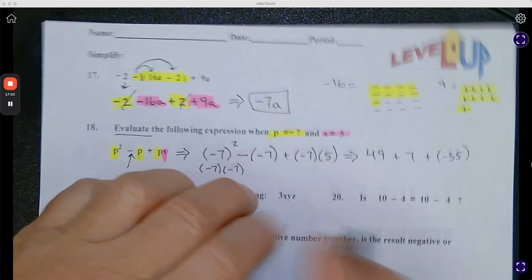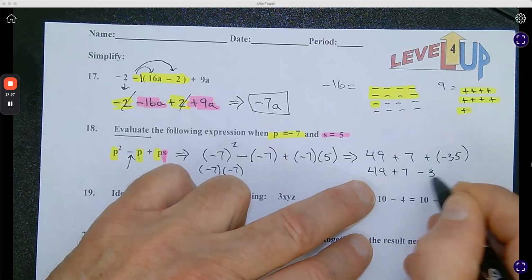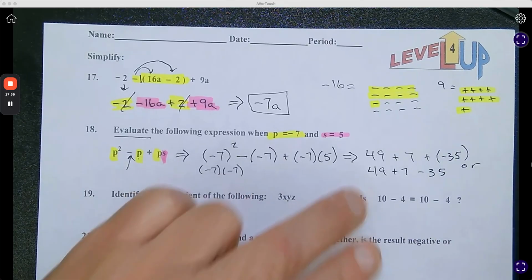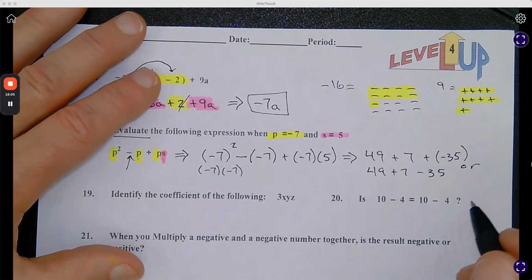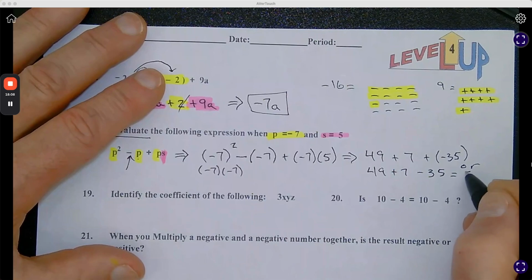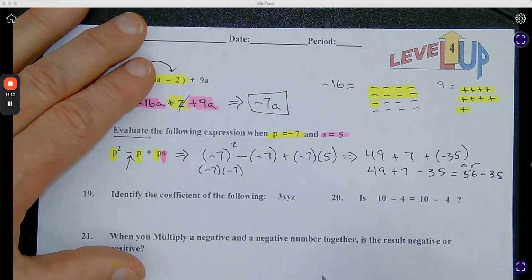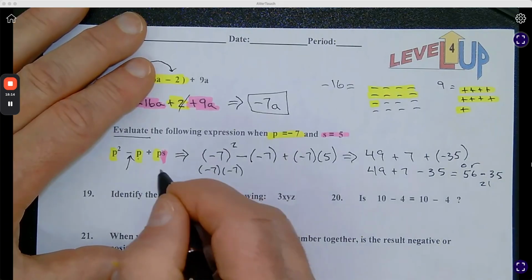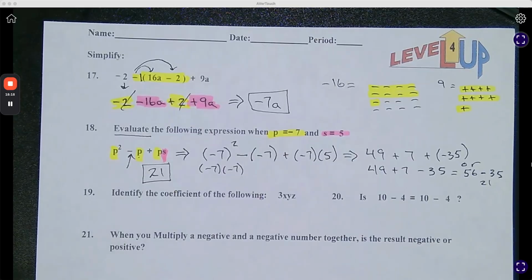You could have written this as 49 plus 7 minus 35. They are the same, okay? They are the same. 49 plus 7 is 56. Minus 35 is a whole lot of 21. So this is 21. It's a good number, 21, good number.